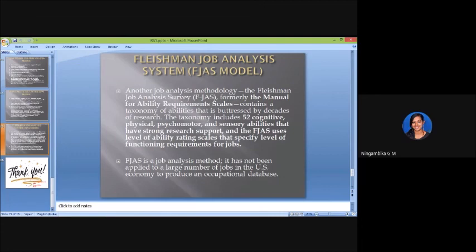So FJAS is a job analysis method. This is majorly used in the US economy. Very less do we make use of it in the present scenario or present organizations in India. So these are the different types of major important methods of job analysis.